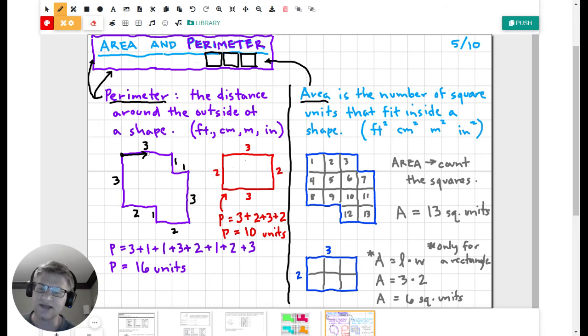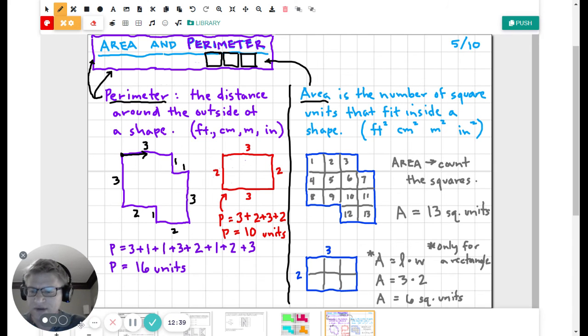I'm actually a little surprised. I would think this one would actually be even bigger, but it looks like it's right. Yeah, it looks like we didn't miss anything. 3, 3, 2, 1, 2, 3, 1, 1. I think we're in good shape. All right, so that's the difference between area and perimeter. Hope you're understanding that. I think you know that from before.